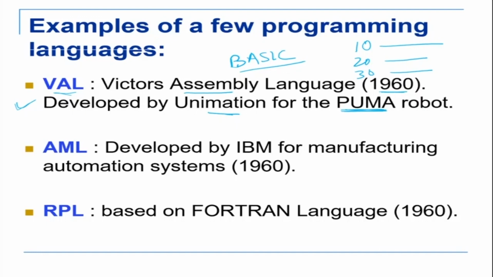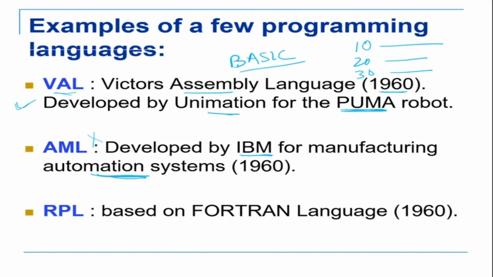The second language which was developed around the 1960s was AML. It was developed by IBM for manufacturing automation systems. But IBM since then has closed their robotics division, and they don't manufacture robots anymore. So this language is not used anymore. But this is basically for assembly automation or automation systems.